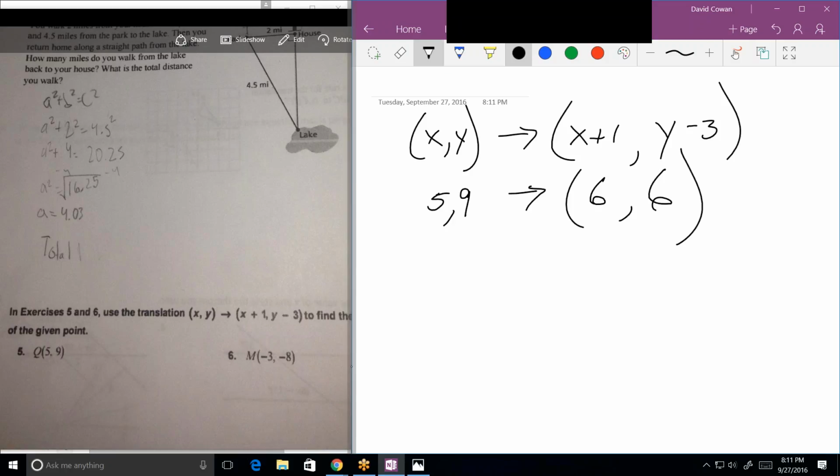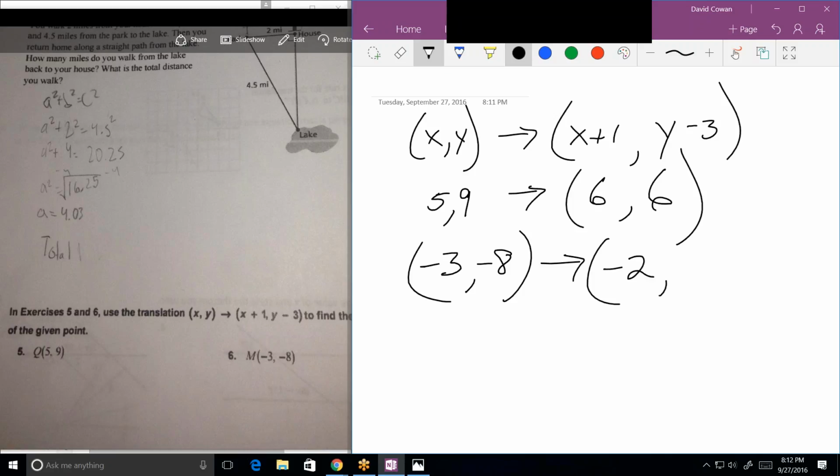And how about number 6? In other words, what does negative 3, negative 8 turn into after the translation? Would that be negative 2 and negative 11? Oh, okay, that's pretty easy. Yeah, those are very easy.